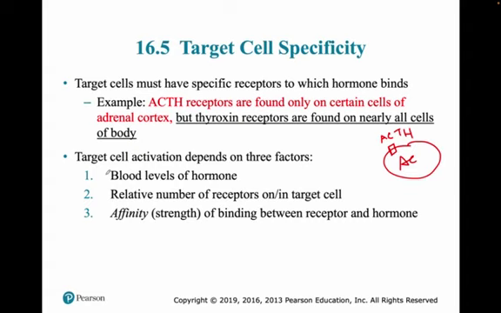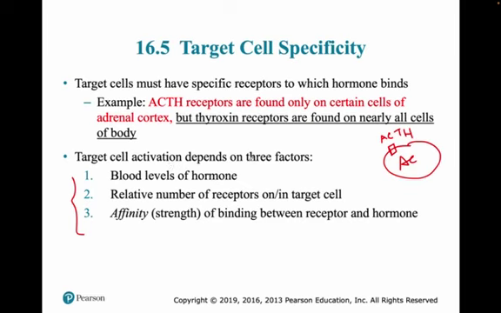Is it too low or too high? Depending on that. And then how many receptors are there? Are there an adequate number of receptors there to trigger the response? Or how strong is the binding between the receptor and the hormone? Is it strong enough to create the effect? So these are the factors that basically influence target cell activation.